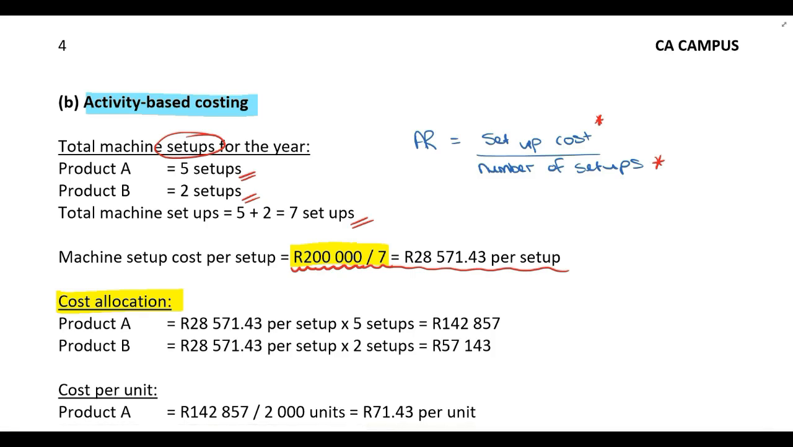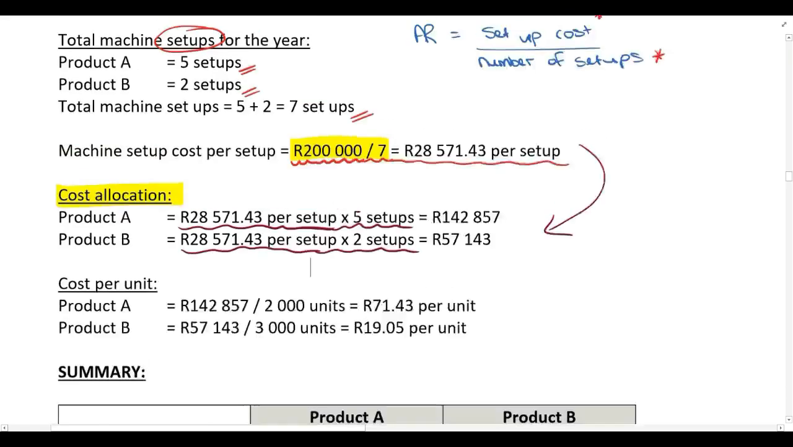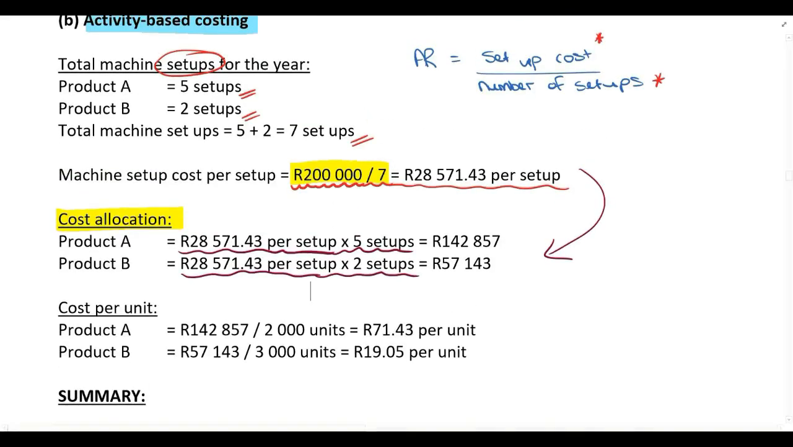Then once we have that, we can apportion the cost between the two different products. So we take the rate per setup. We know that A required 5 setups for the year, B required 2 setups for the year, and we apportion the cost between the two different products, and instead of using machine hours, we use the number of setups. And again, you guys can see the total still ties back to my total of 200,000 Rand. That hasn't changed. My total cost is 200,000 Rand.